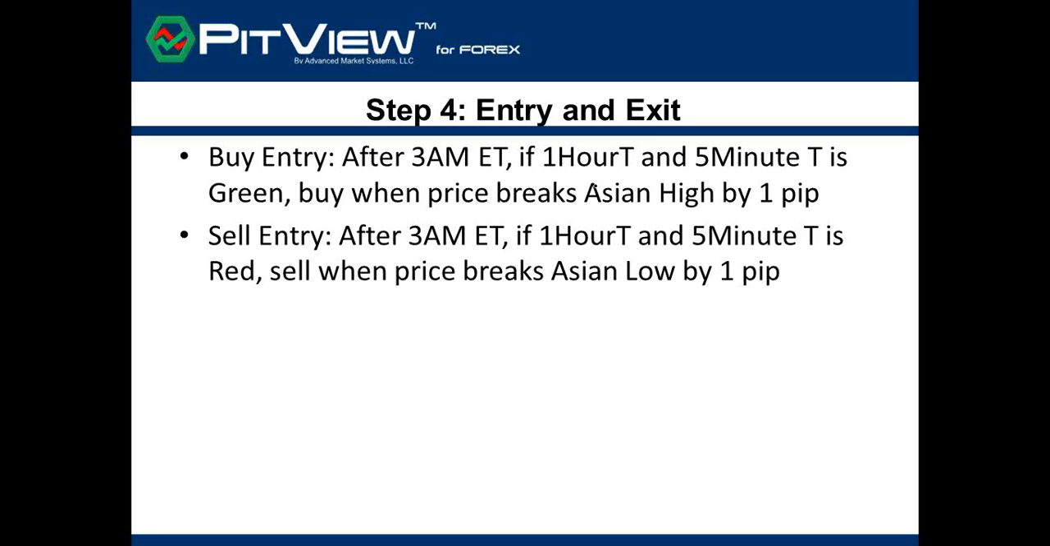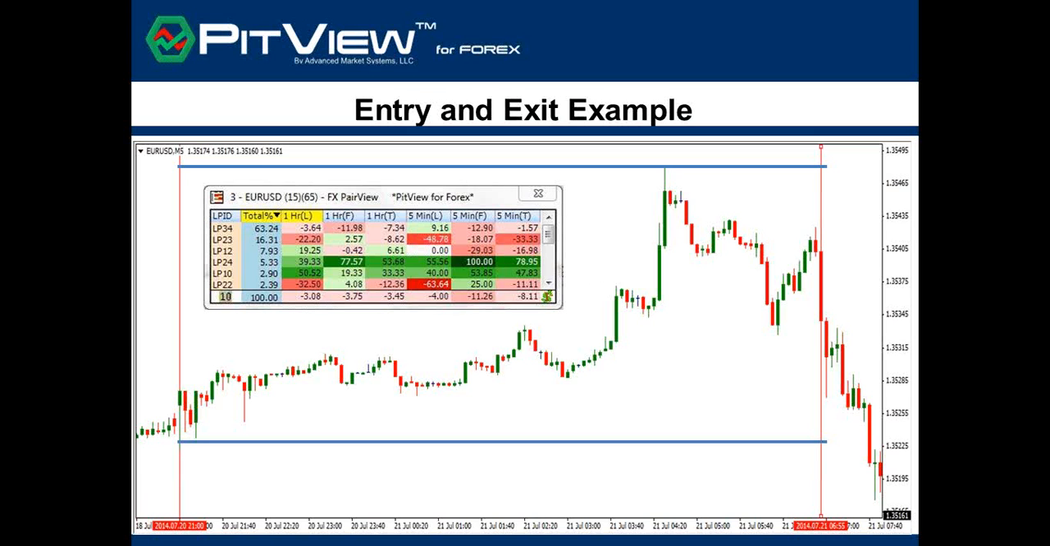Meaning it has to break out into a new high by 1 pip. You're looking for just a breakout by 1 pip. If after 3 a.m. Eastern time, if the 1 hour total and 5 minute total is red, you would sell when the price breaks the Asian low by 1 pip. So you need those to line up together, okay? So when you're looking at this, what this would look like on a chart, and I'll show you what the exits are also here.